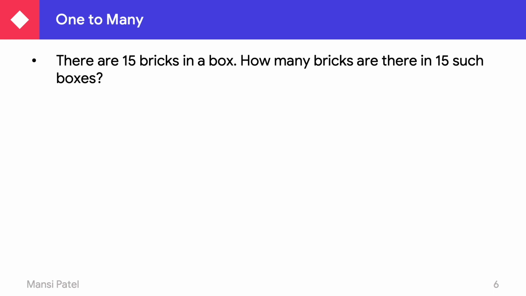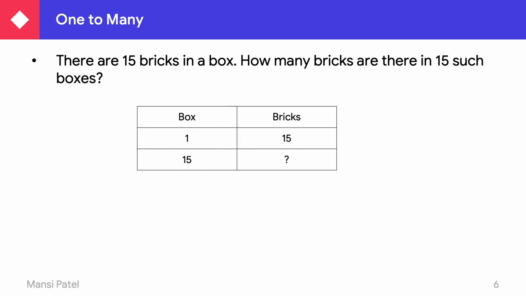So what were they given to you two times? Boxes. That's why you have to write down box first. And what you have to find out? You have to find out bricks. Therefore, on the right hand side, you have to write down bricks. So in one box, how many bricks are there? 15 bricks. So in 15 boxes, how many? Question mark.